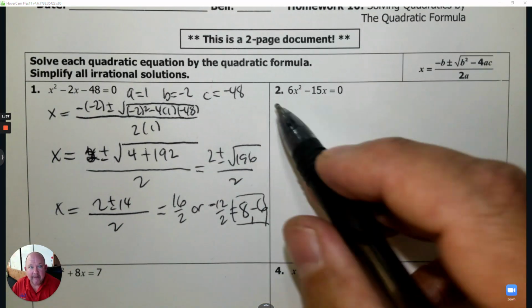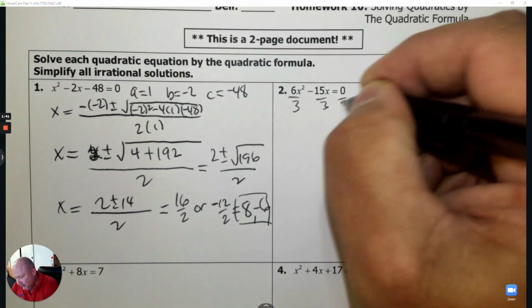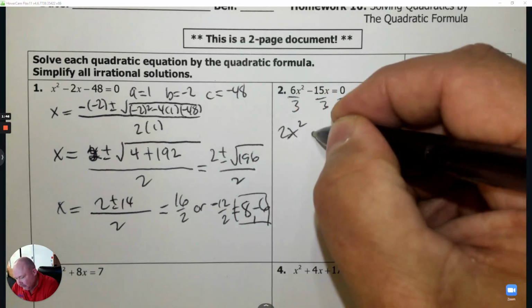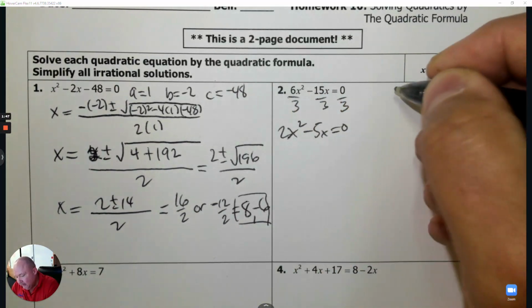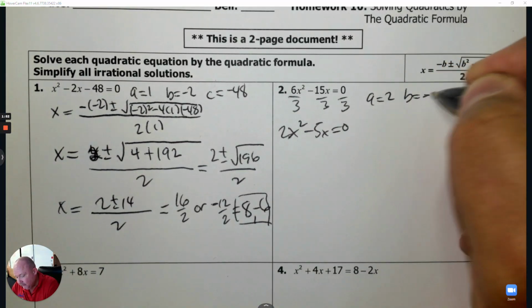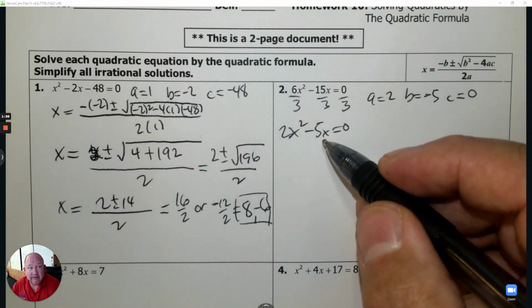All right, let's try it again. This one I want to simplify first. So I'm going to divide everything by 3 to make the number smaller. So it's a little bit easier. So 2x squared minus 5x. The first number is 2. The second number is -5. And the last number you don't see is 0 beside the 5x.